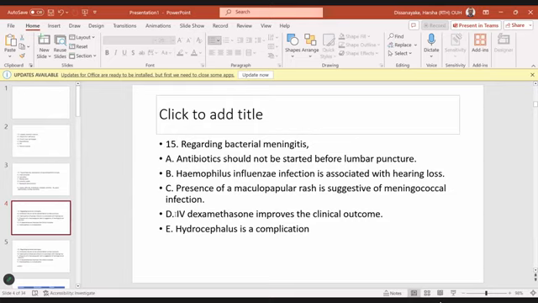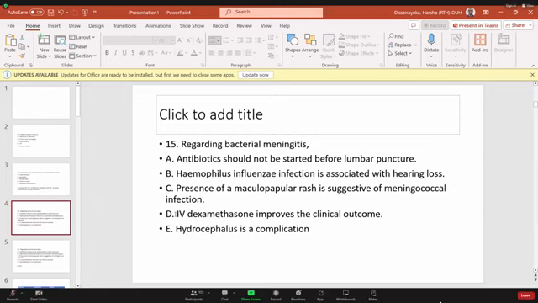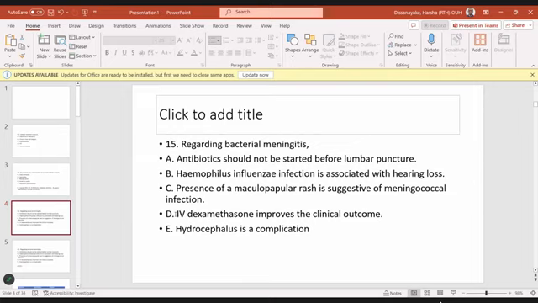So that's, I'm going to mark false, because meningococci may typically cause a petechial, purpuric rash. Simple. That's because of bleeding under the skin. Petechia and purpura are bleeding under the skin, whereas macula, with or without papule, is because of local inflammation that causes color change. Macula is impalpable, papule is palpable.